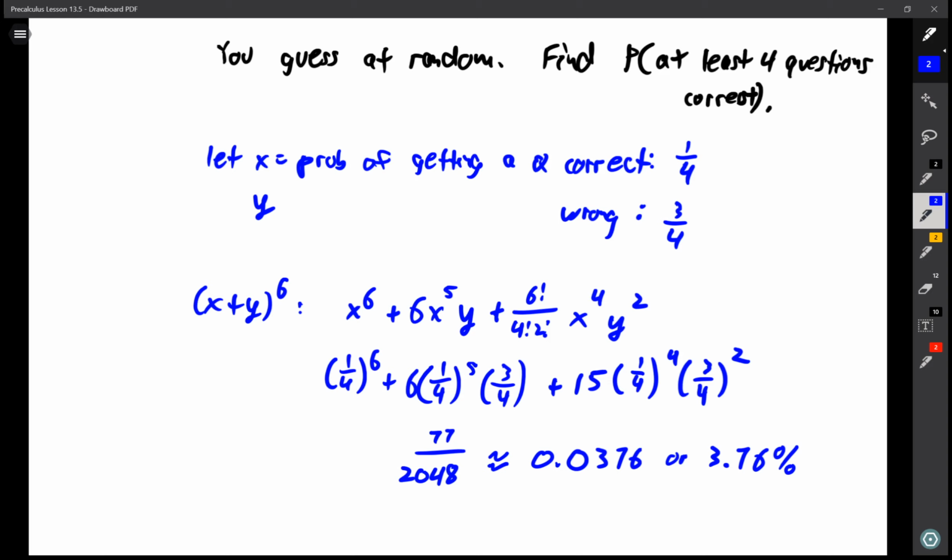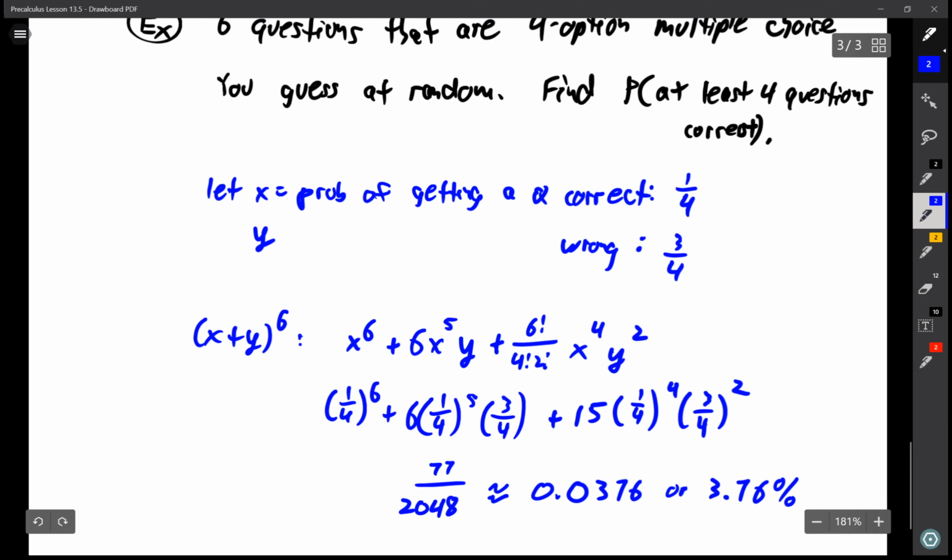So yeah, you have less than a 4% chance of getting at least a D if you guess randomly in that situation. So that's the probability application of the binomial theorem that could be very handy sometimes. And that wraps it up for this chapter.